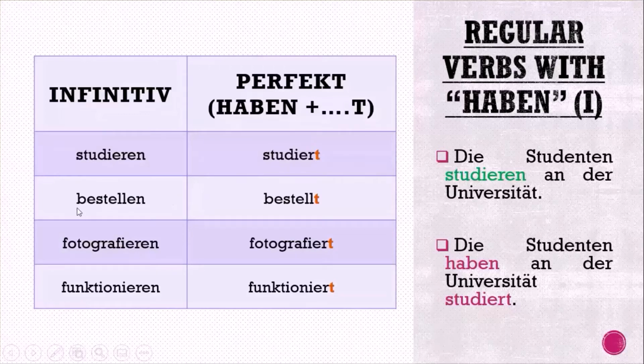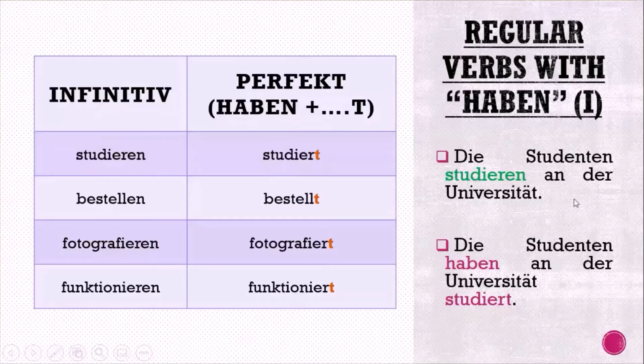In the same way, bestellen, which is to order, becomes bestellt. Fotografieren, which is to photograph, becomes fotografiert. Funktionieren, to function, becomes funktioniert. But these forms of the main verb will have before them the right conjugated form of the verb haben. So what I mean by that is better understood with an example, as you can see here.